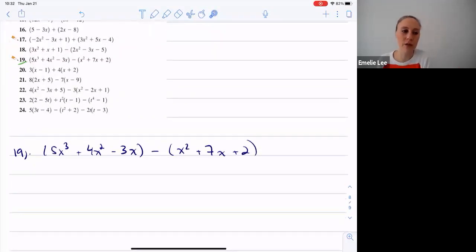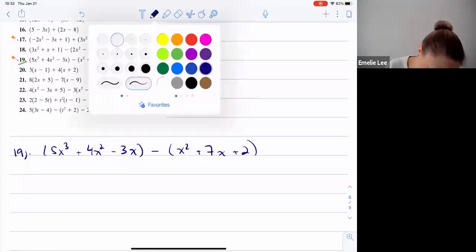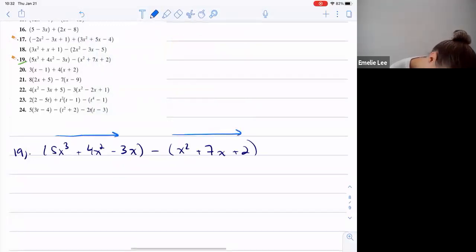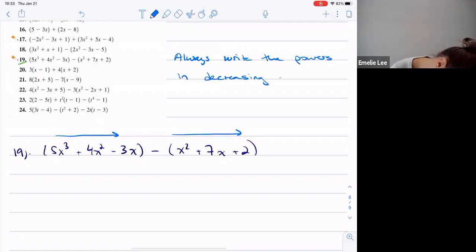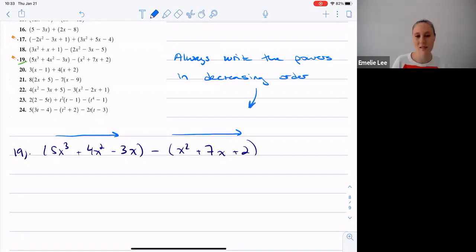Okay, so just to talk about the terminology that we just established, we've got a polynomial, because we've got multiple terms with x's, different powers of x here, being added or subtracted. So it's a polynomial of degree 3, minus a polynomial of degree 2, right? Just to get used to that terminology. And then noticing that we always write the powers in decreasing order.